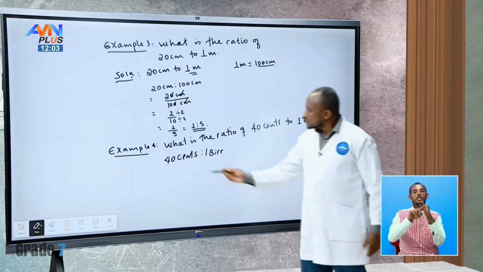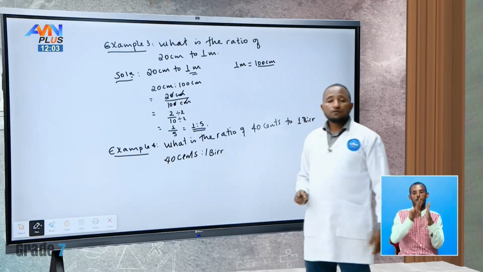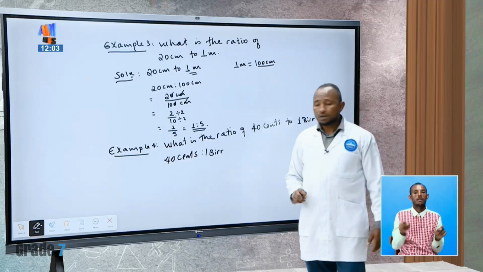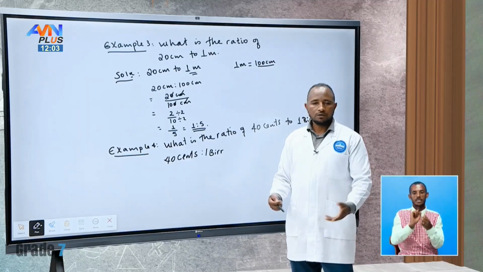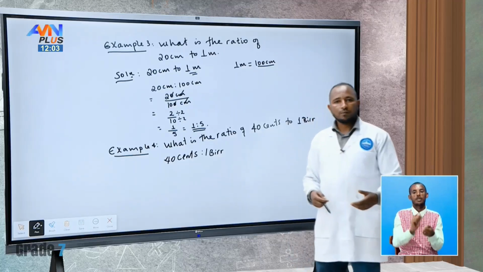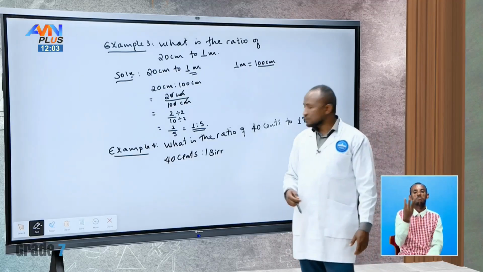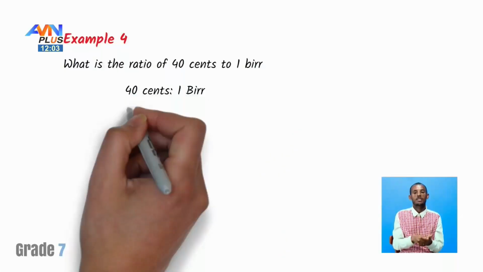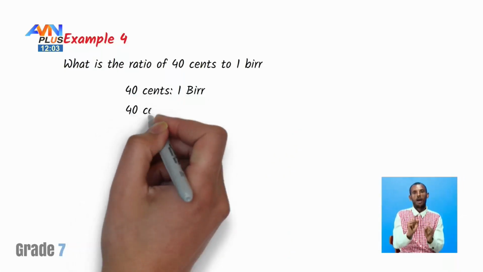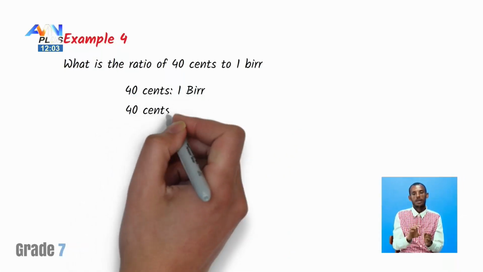Since, as you can see here, these two are different units. Before a ratio is stated, the unit must be the same. So I have to change the birr to cents. So 1 birr is how much in cents? Good. 1 birr is 100 cents. Therefore, here, this becomes 40 cents.